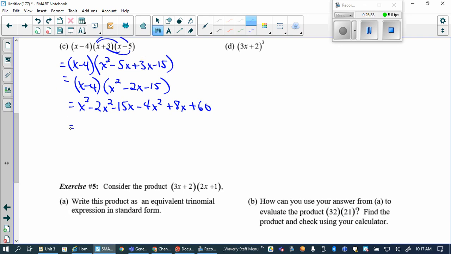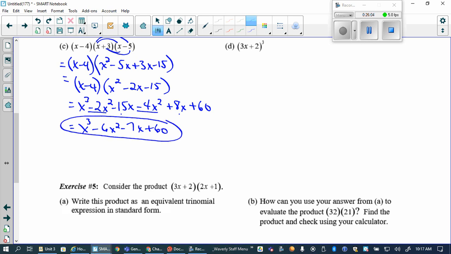So let's clean it up. X cubed. So we got that and that. Negative 6x squared. Now that guy and that guy. Minus 7x plus 60. There you go. Got it?